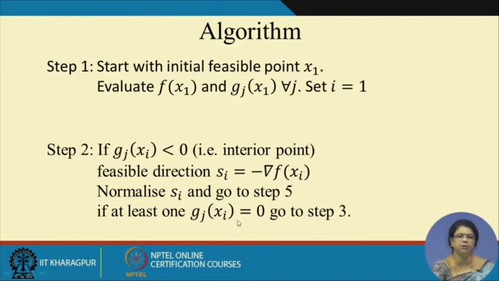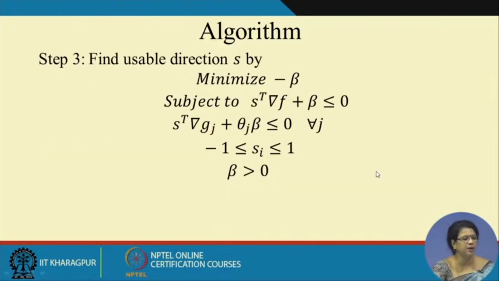Otherwise, what will we do? We will make it lie on one of the constraint sets. How can we really do it? We know Si, we do not know lambda I, that is the step length. We will choose the step length in such a way that we will be on at least one of the boundaries of the constraint. That we can calculate, I will show you in the next. We have to make that point lie on at least one constraint boundary. Then we will go to step 3.